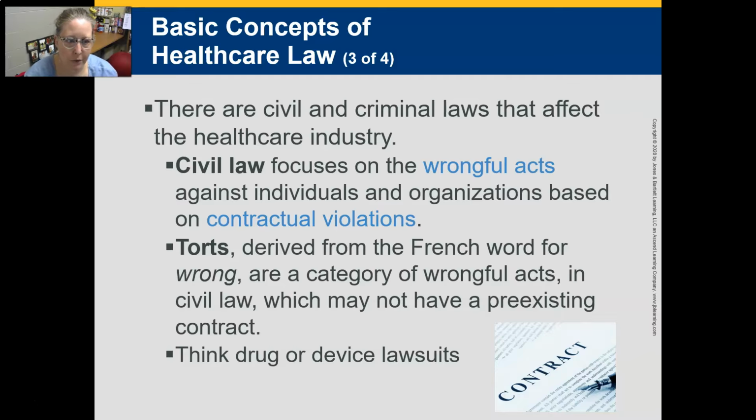Torts, derived from the French word for wrong, are a category of wrongful acts in civil law which may not have a pre-existing contract. Think drug or device lawsuits. So if you get an implant or something, you don't have a contract with the manufacturing company. You've agreed to the procedure, knowing that it would be beneficial, but then there's something wrong with the device, there's a recall, you get injured, and then you're not the only one. So then you can have these mass torts, big lawsuits against a company that made the device or the drug.